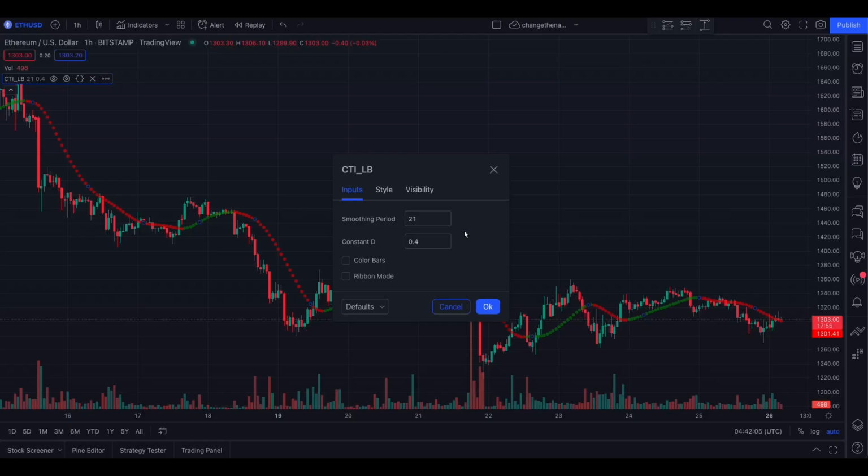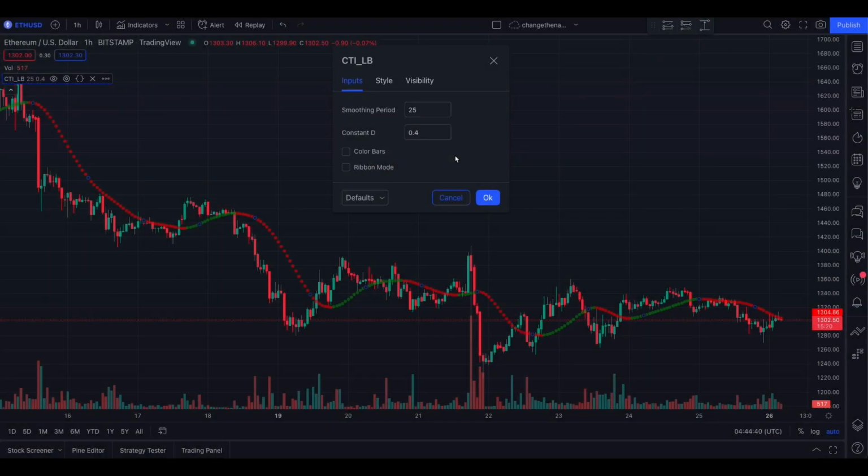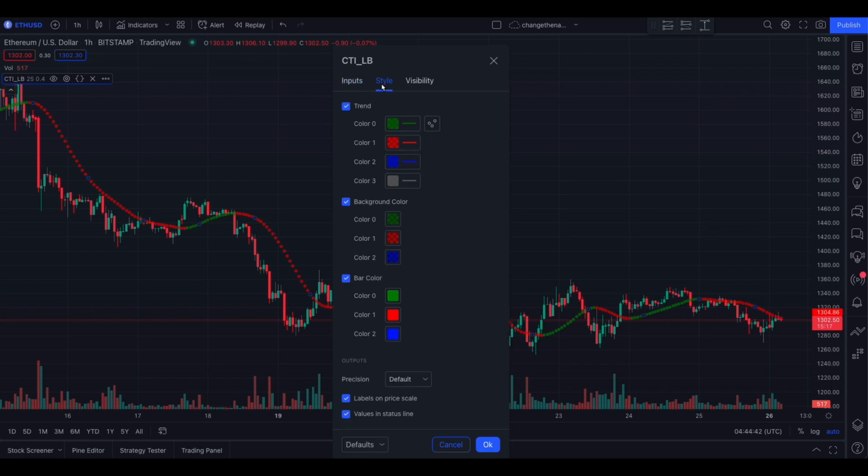Now, if we access the indicator settings, we can see that we've got 4 customization options in the input section. For our strategy, we're going to change the smoothing period from 21 to 25. And now to help make the indicator more visible, we're going to go to the style section and choose a color that works for you.